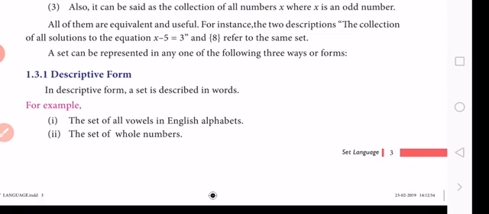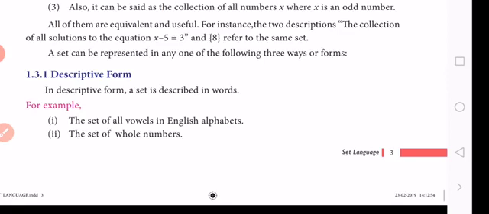So a set can be represented in any one of the following three ways or three forms. The first one, descriptive form. Second one, set builder form or rule form. Third one, roster form or tabular form.